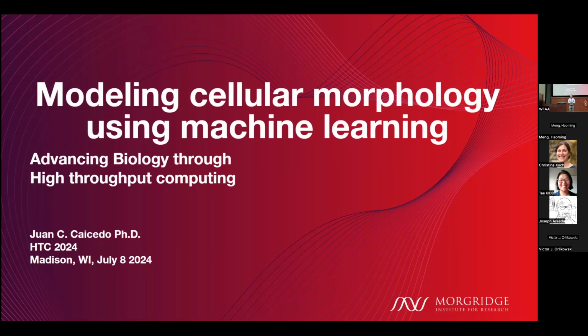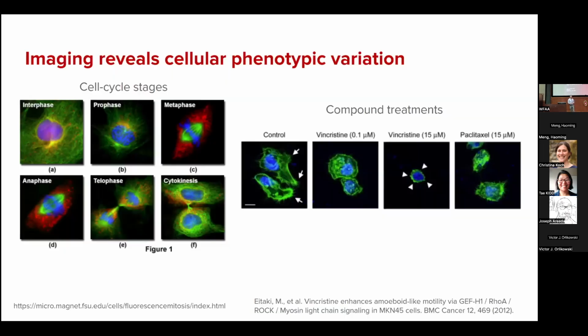I'm glad to be here sharing the research that we're doing to utilize microscopy images in order to search for cures for diseases and for how biology works. My name is Juan Caicedo. I am a principal investigator and an assistant professor here at the University of Wisconsin-Madison. So I'm going to be talking about modeling cellular morphology using machine learning.